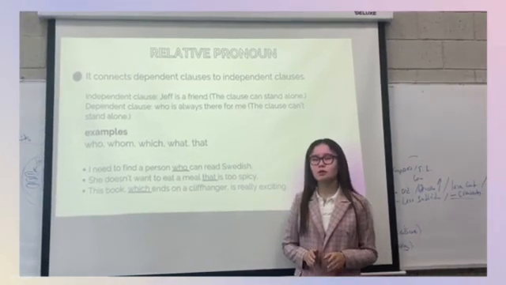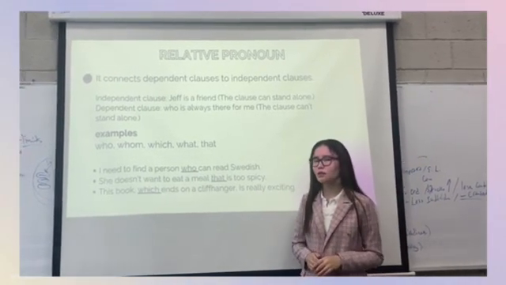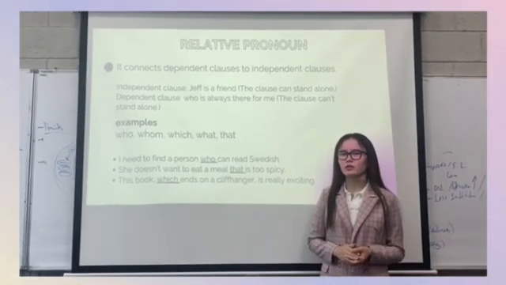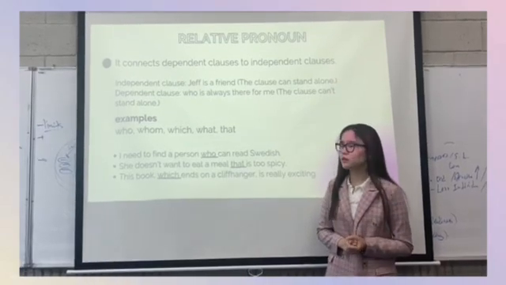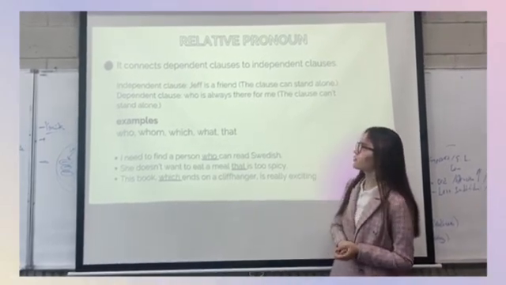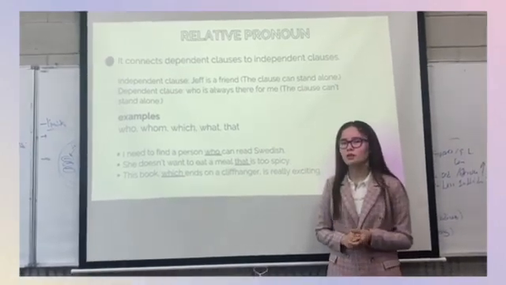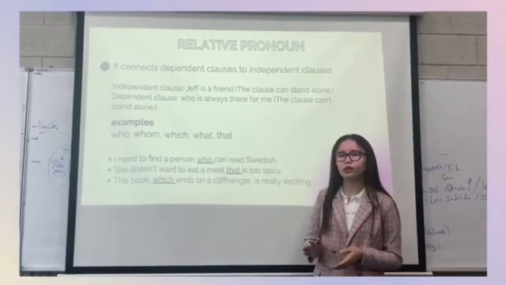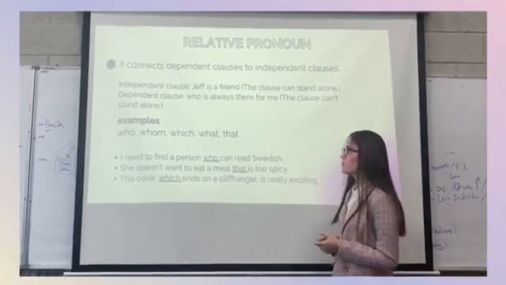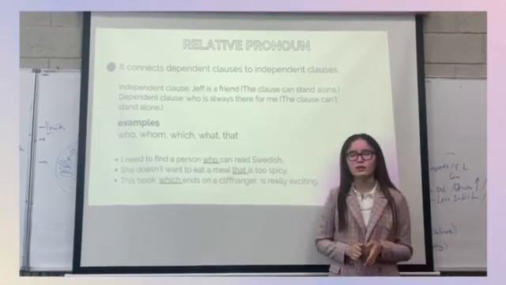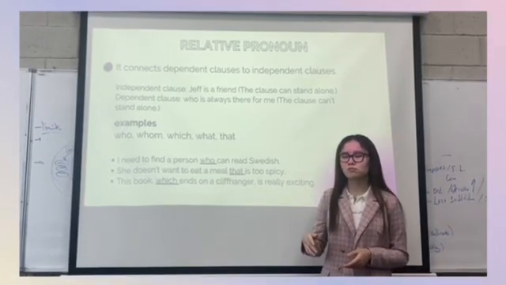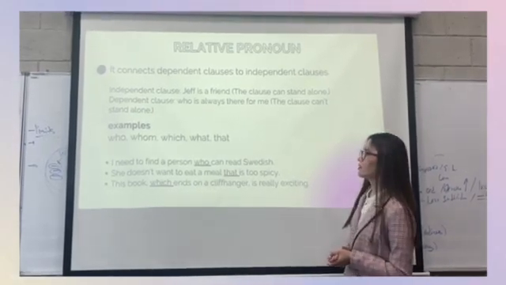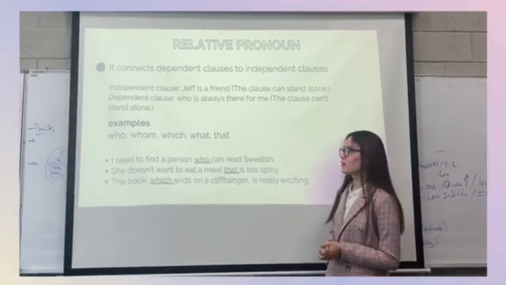The next type of pronoun is the relative pronoun. It's a pronoun that marks a relative clause, and it also connects a dependent clause to an independent clause. You might be confused about the meaning of these words, so let's look at this sentence. Jeff is a friend who is always there for me. Here, Jeff is a friend is an independent clause, since it can stand alone without any other sentences. And who is always there for me is a dependent clause, since it's directly dependent on the first sentence, Jeff is a friend. Examples of relative pronouns are who, whom, which, what, and that.